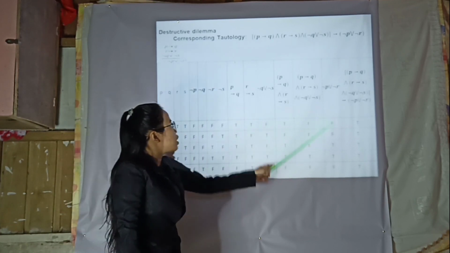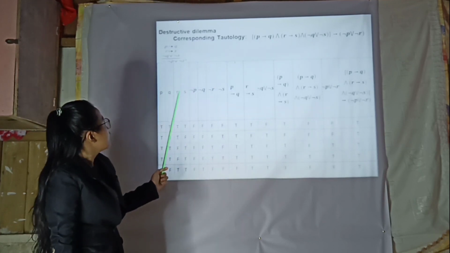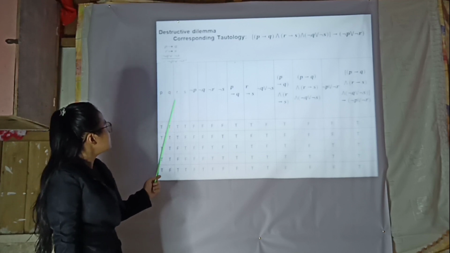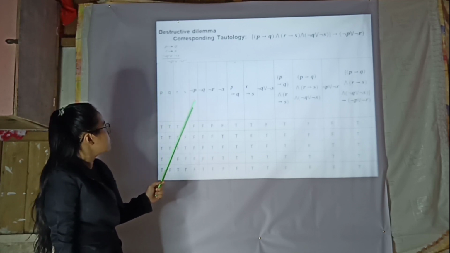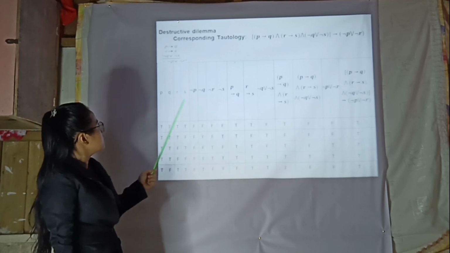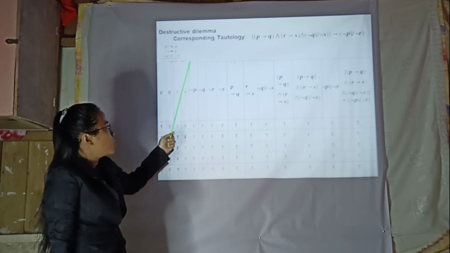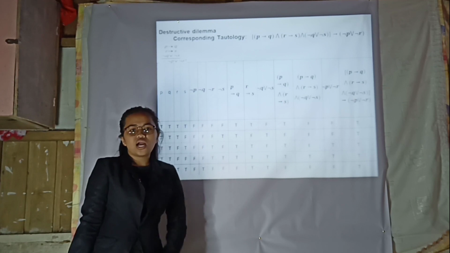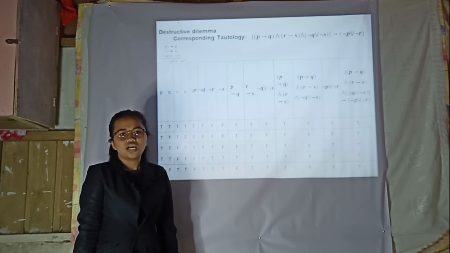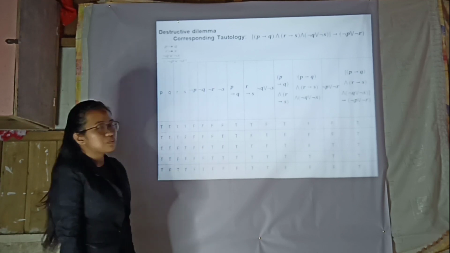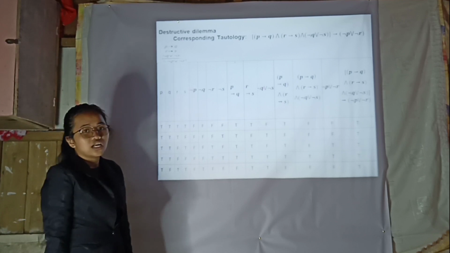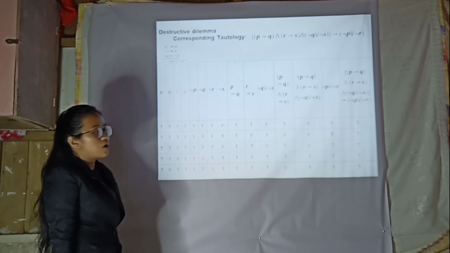So these truth tables represent one of the rules of inference, which is the destructive dilemma. So class, do you have any questions? So none. So let's proceed to the next rule of inference.